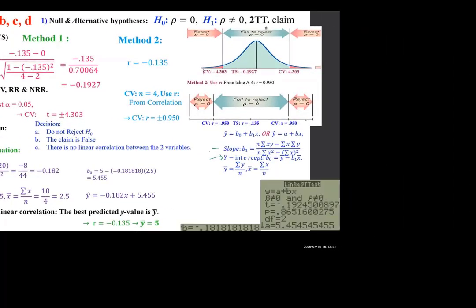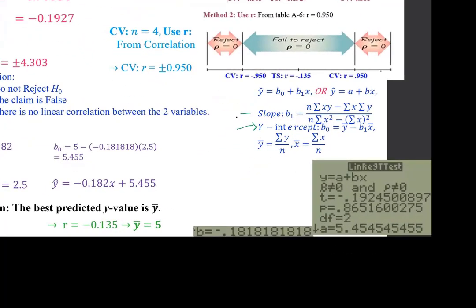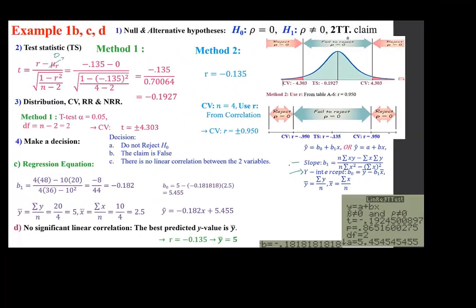As far as the technology, remember what we did, the b, okay, I cut that and I put it here, negative 0.181818, and the a, and that's how you come up with the formula that is discussed here.